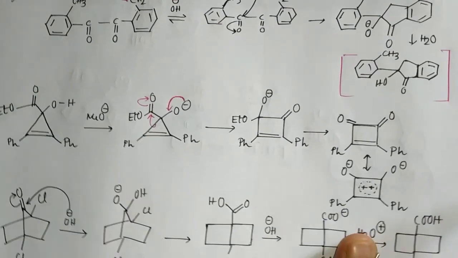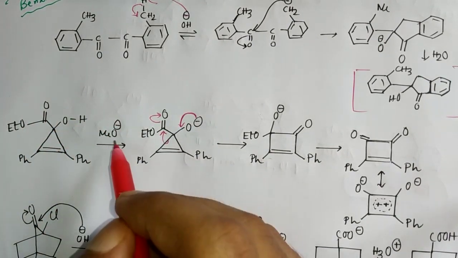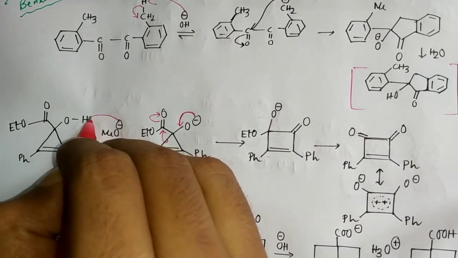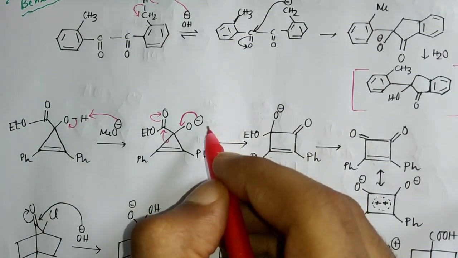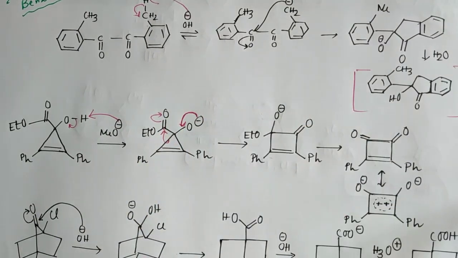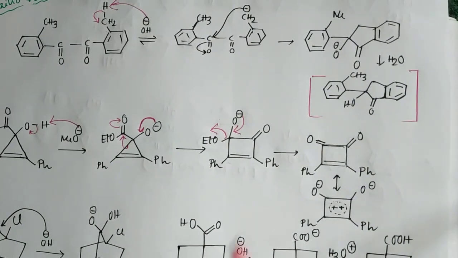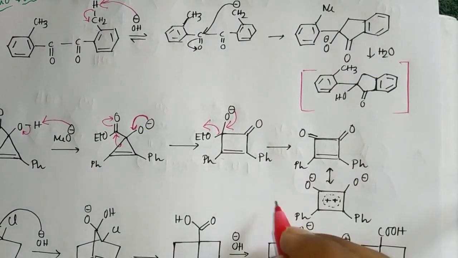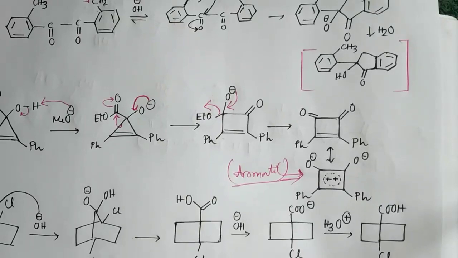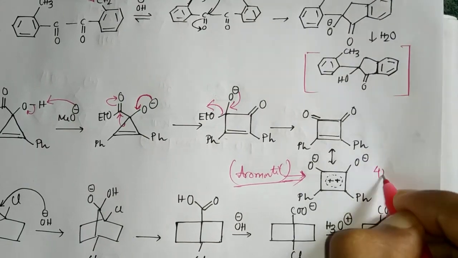Okay, so let's see the next example. If you have a 3-membered ring like this, and you use the nucleophilic OMe minus, this OMe minus takes a proton from here, and you have this O minus, and this O minus goes back over here, and this bond migrates to this carbonyl carbon, and this O minus comes back over here, and you get this type of 4-membered ring. This 4-membered ring is very important, because it is aromatic in nature. Okay, now see why it is aromatic. It is aromatic just because it follows the 4n+2 rule.